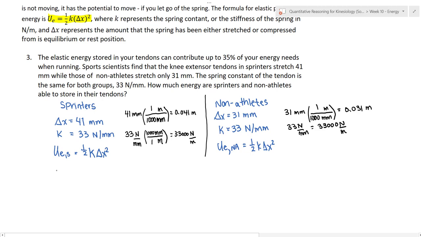I can go ahead and plug my values in for both cases. So I have UE for the sprinter is equal to 1/2. My K value is 33,000. My delta X is 0.041 squared. And now I can just type this on my calculator. 1/2 times 33,000 times 0.041 squared. And I get 27.74. And my unit for any type of energy is the joule.